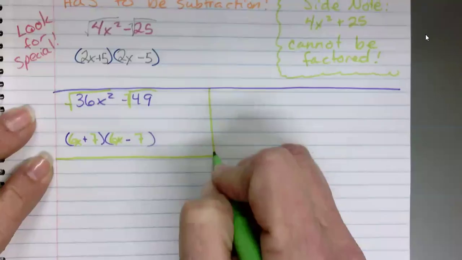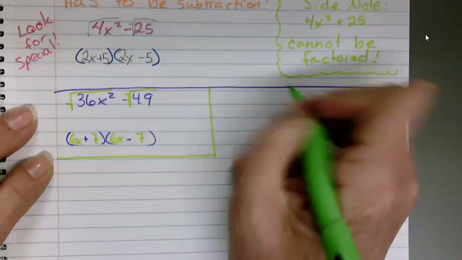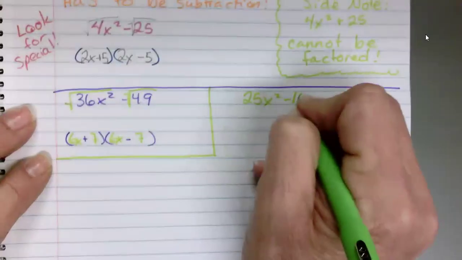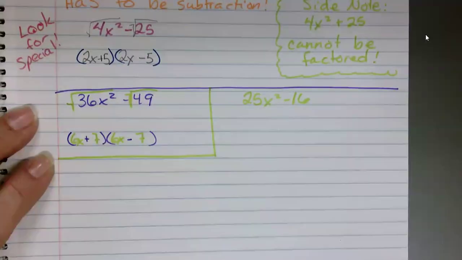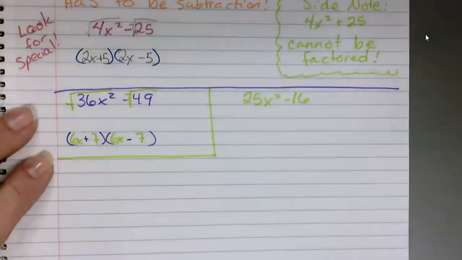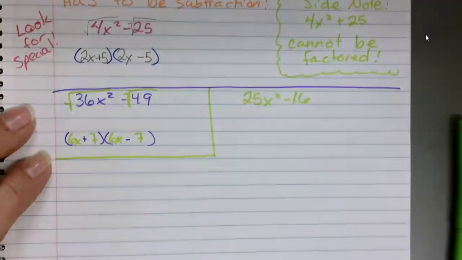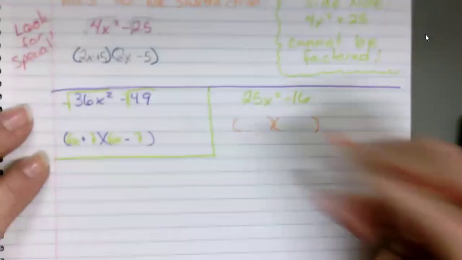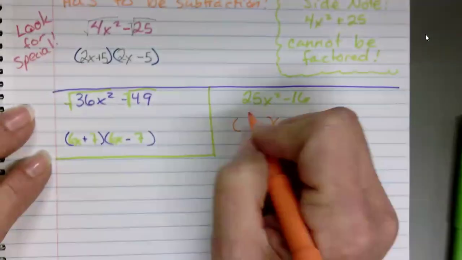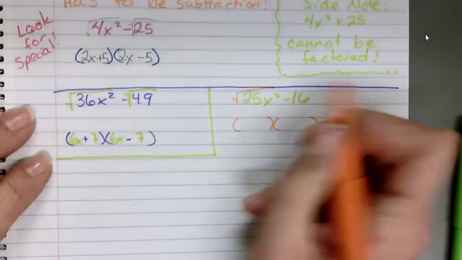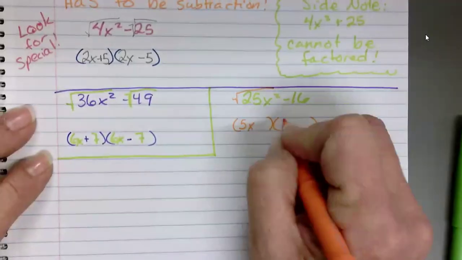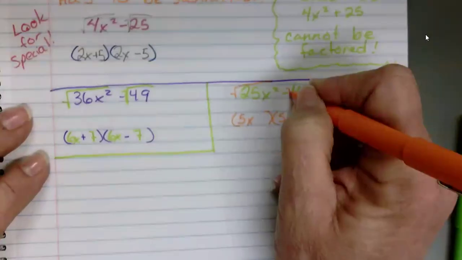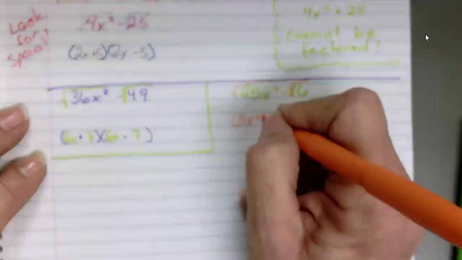Same pattern every time. So next problem, let's try 25x squared minus 16. I suggest that you pause here and see if you can do it without me. Our answer is going to be two binomials. And then we just take the square root of 25x squared is 5x. That is our first term in each binomial. Square root of 16 is going to be plus 4 or minus 4.